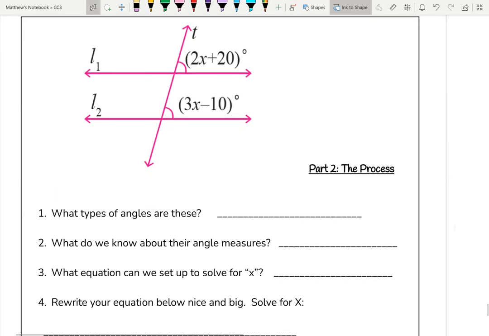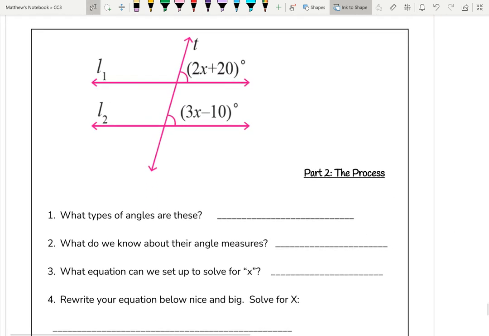And then finally here, you're going to use the algebraic way of solving to figure out what x is. So first you're going to put what type of angles are shown above. What do we know about angles that look like this? And then what equation can we set up to solve for x? In other words, are they going to add up to like 180 or are they going to equal each other? What are we going to write?